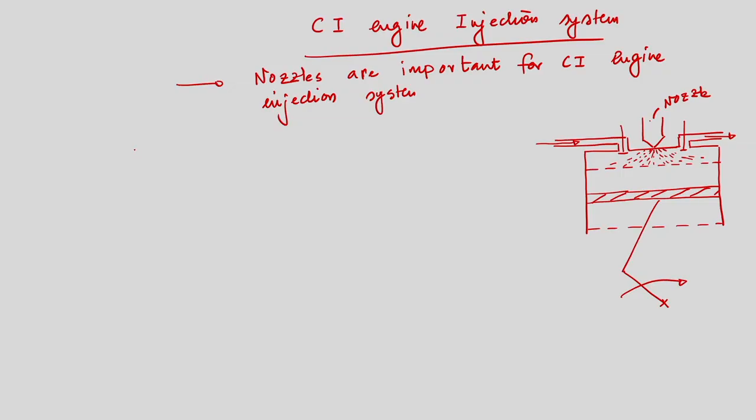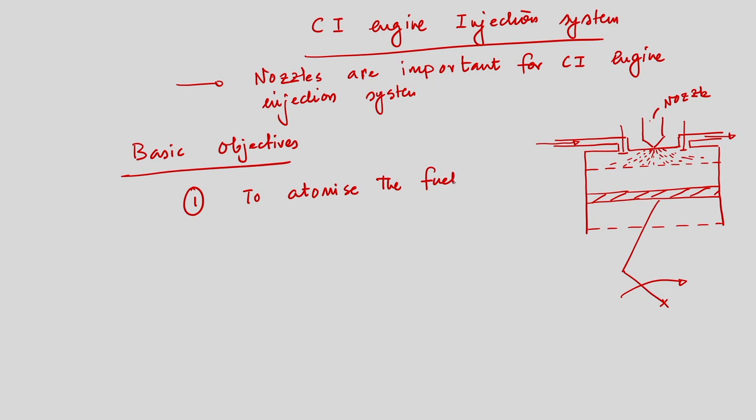But for the timing, we should know that the objective of having a nozzle in a CI engine injection system is to supply fuel with a desired spray pattern and to atomize the fuel, that means to fragment the fuel into a number of smaller fuel droplets. So, now we should know the basic objectives. Number one, to atomize the fuel, which means we need to break the liquid fuel into smaller and smaller droplets.